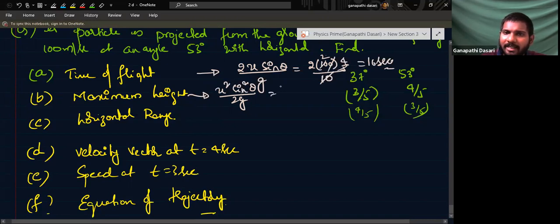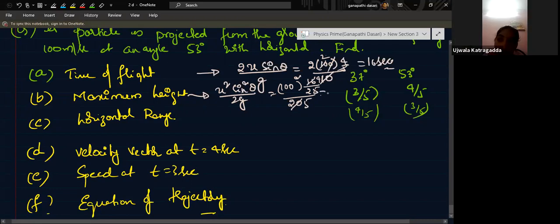So if you apply, this will be 100 square into sin square theta, which is 16 by 25, divided by 2 into 10, that is 20. 4 4s are 16, 4 5s are 20. What is the answer?